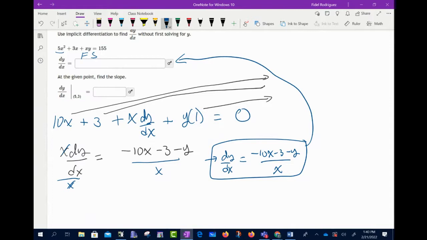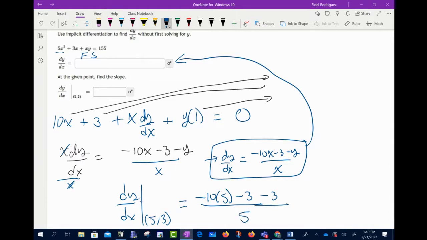Now, look at the next part. At the given point, find the slope. Okay, so look at the notation they're using. They're saying, what is dy dx evaluated at the point 5, 3? So remember what that means. Everywhere we have an x, we're going to plug in a 5. Everywhere we have a y, we're going to plug in a 3. So negative 10 times 5 minus 3, again, all over a 5.